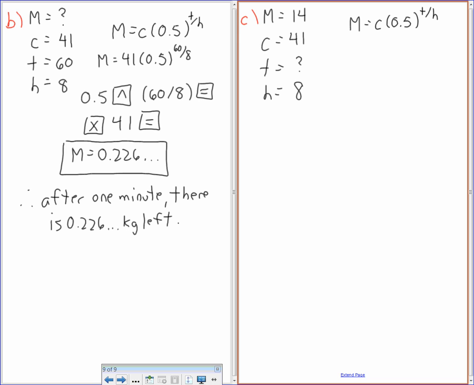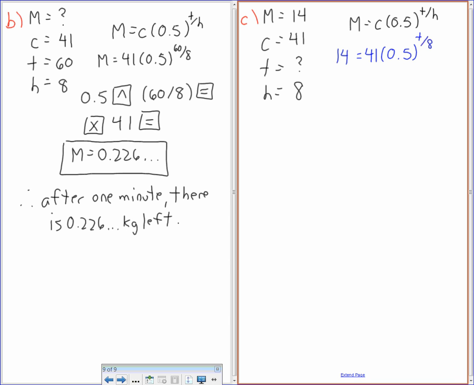Rachel, can you sub some numbers in for me, please? Equals 41 bracket 0.5 bracket t divided by 8. Great, and you said M equals, but I'll call that 14 equals. Yeah, good. Lauren, be brave and give me the next step, please. T divided by 8, good.